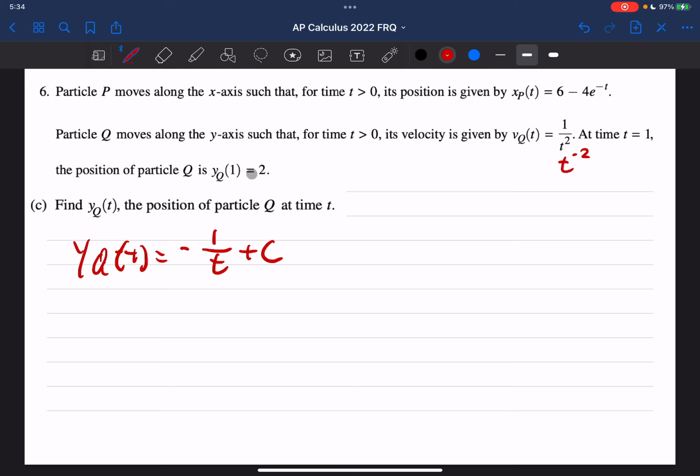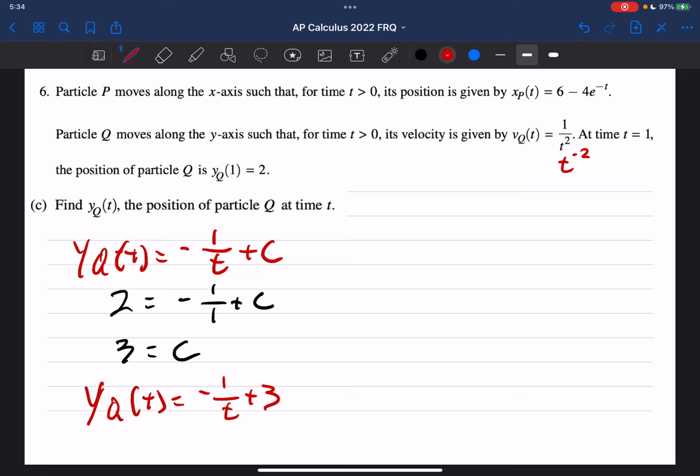But here we have this initial condition. So we have to find what c is equal to. So 2 equals negative 1 over 1 plus c, which means 3 equals c. So our particular position function is negative 1 over t plus 3.